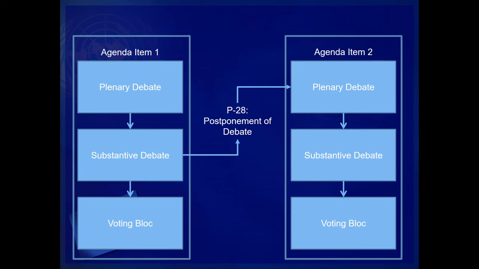A P28 postponement of debate permits 2 speakers in favor and 2 against and requires a simple majority to pass. The motion must specify either the time at which the committee will return to the debate on topic 1 or the conditions under which it will do so. In other words, the motion could be framed either as P28 postponement of debate until 3 p.m. tomorrow, or P28 postponement of debate until the printed resolutions are returned from the Department of Public Information. In either case, if the motion passes, the committee will move to the next agenda item on the agenda, returning to the phase of debate the committee most recently left under the P28 once the conditions are met.